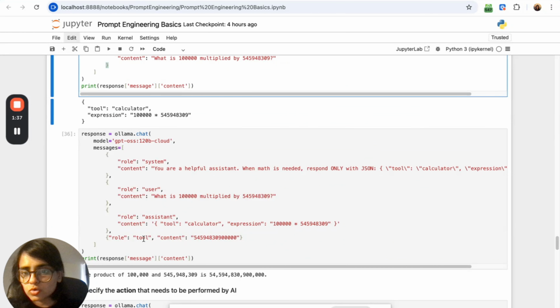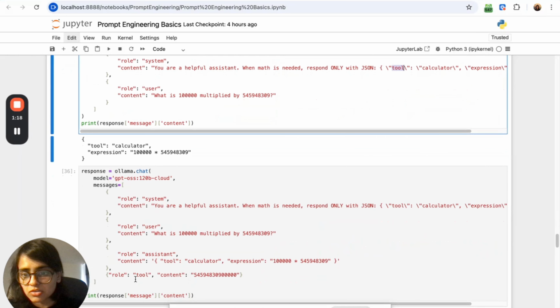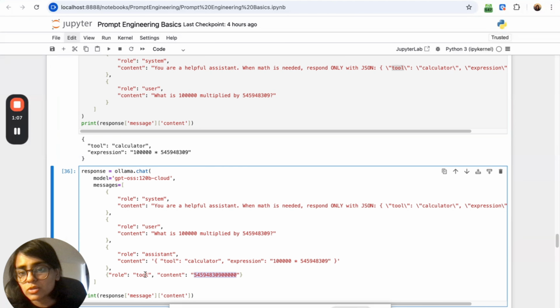For example, there's a role tool, and the content of it is basically the response that it gets from a tool call. So here, if you see, I've mentioned that the tool is calculator and the expression is this. It can actually make an actual tool call to the calculator and evaluate this expression, and then the answer that is evaluated from this expression can be put in this, basically, so that it can be incorporated when the LLM is trying to give you an answer to your actual prompt, right?